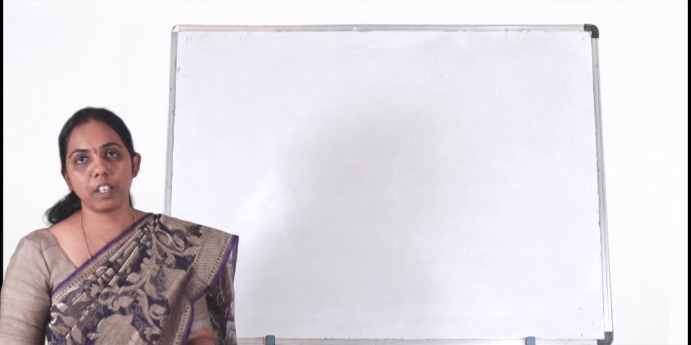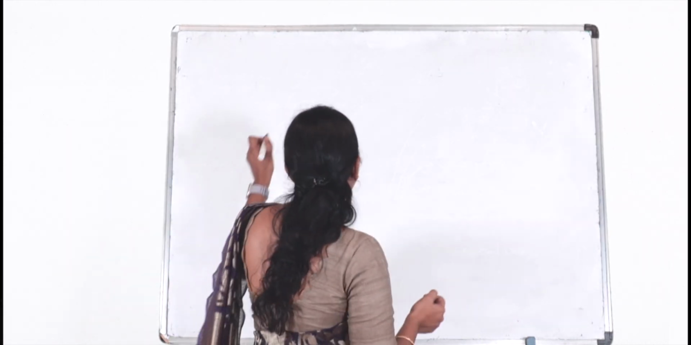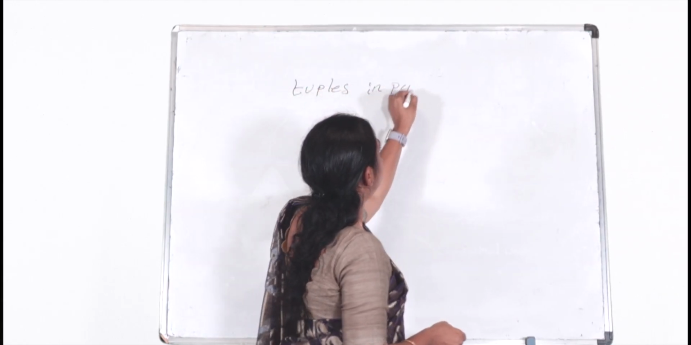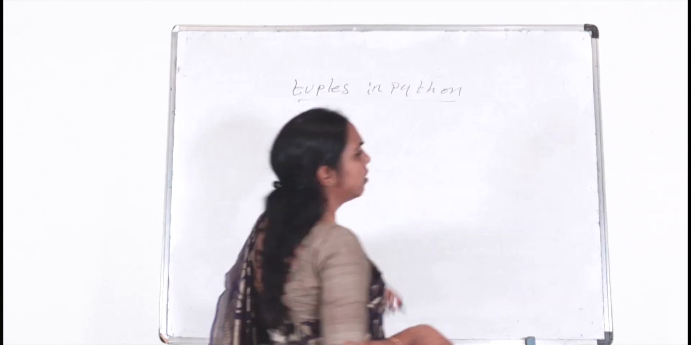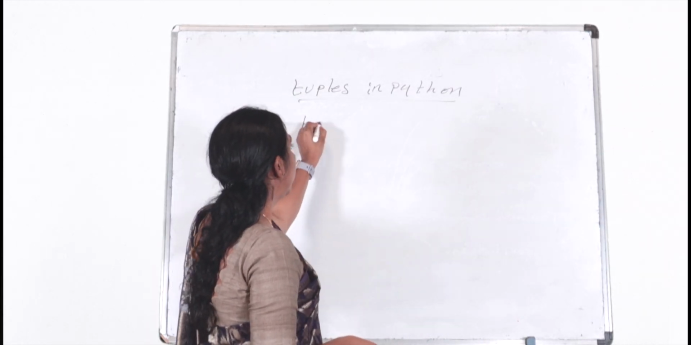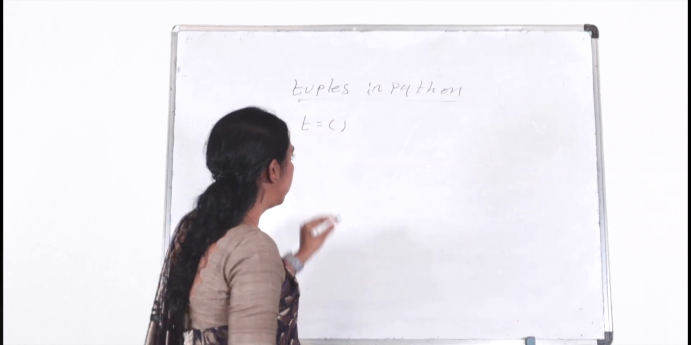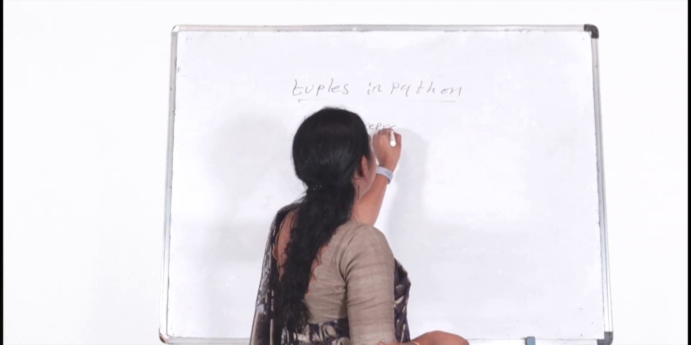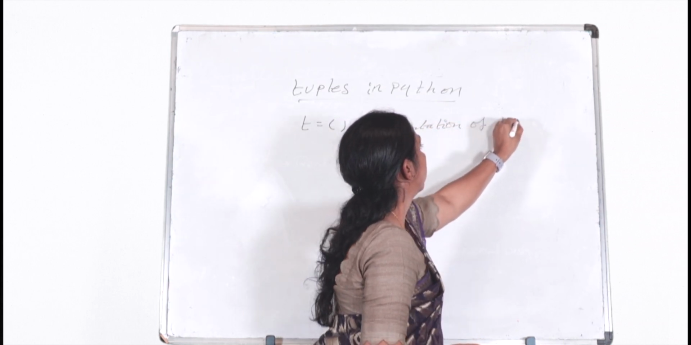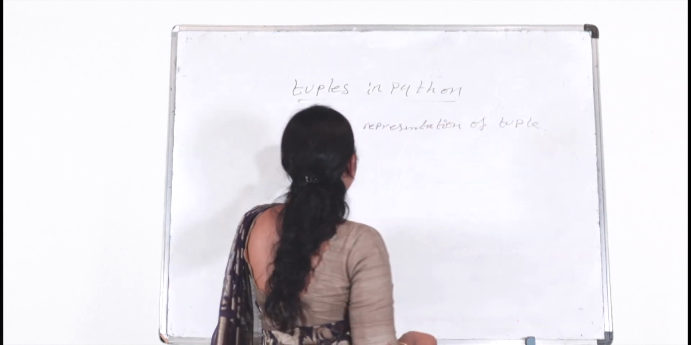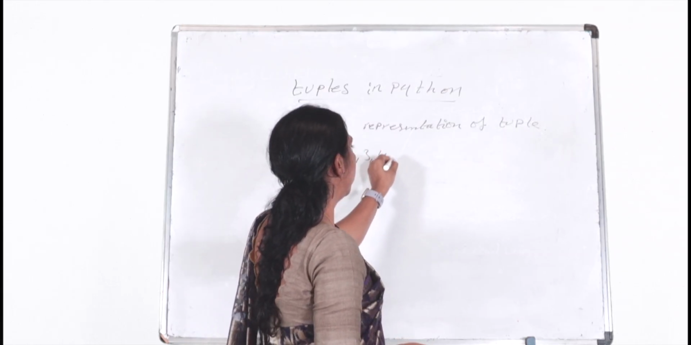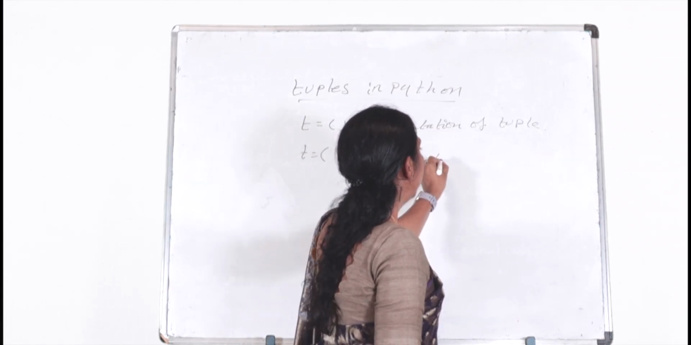Today, my topic is tuples in Python. Today, we are going to discuss tuples in Python. Tuples are one of the data structures in Python. They are represented with brackets, and we can pass elements separated by commas. 1, 2, 3, 4, 5 are the elements in a tuple.